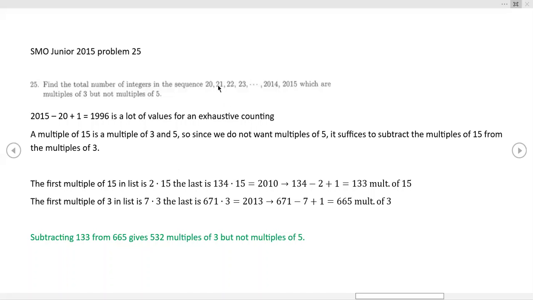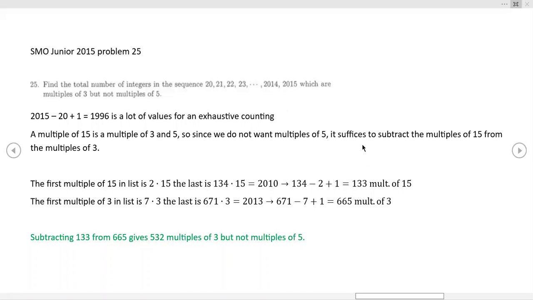21 would be the first multiple of 3. I wrote it intentionally as 7 times 3 because that makes the counting a lot more effective. And then when you divide 3 into 2015, you get a remainder of 2. That means we would have to start at 2013, which is again in this list. So with the same sort of reasoning, you get 665 multiples of 3.